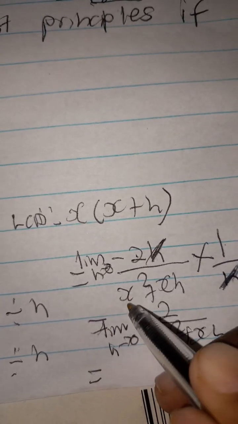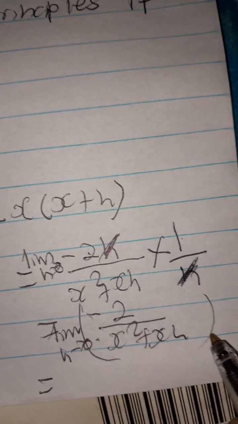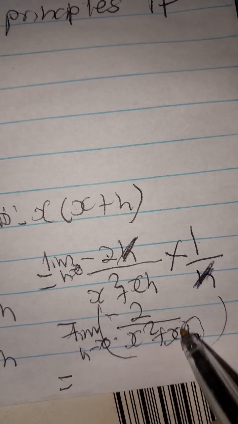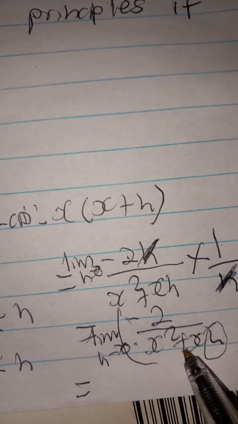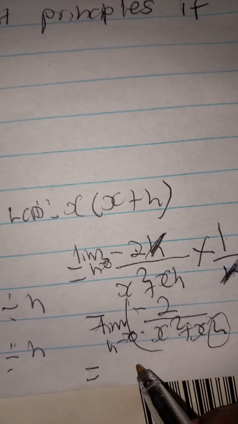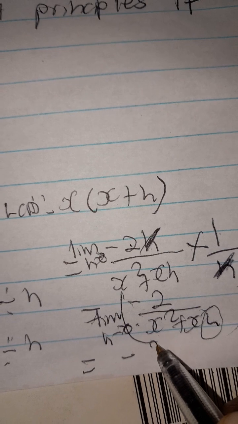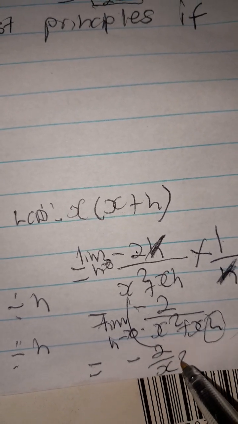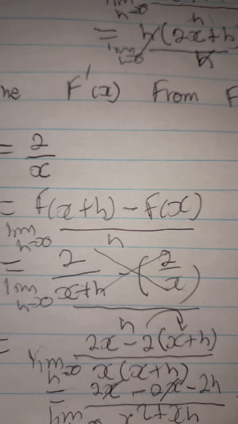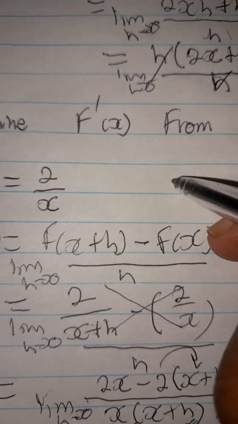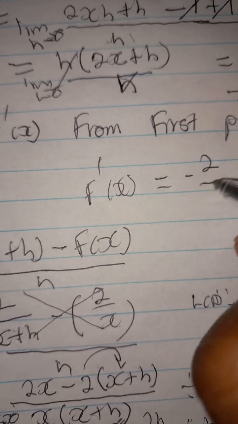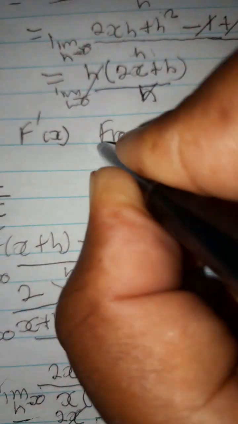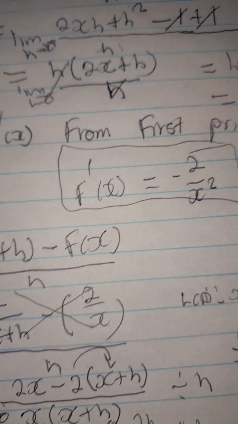Okay, now what you could see, where there is h, you're going to put 0 then. So 0 times x is 0, 0 plus x squared, that will be x squared. So we are left with negative 2 all over x squared. So the derivative of this will be negative 2 all over x squared. So that's how it should be, guys, right?